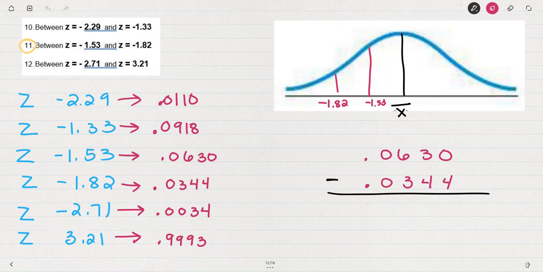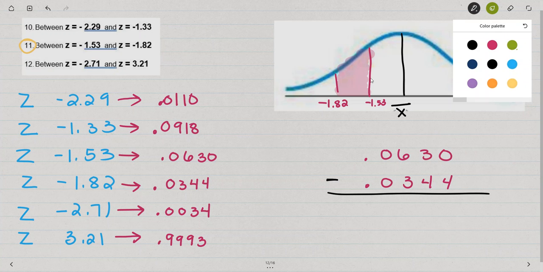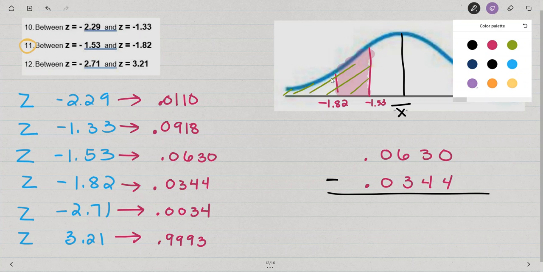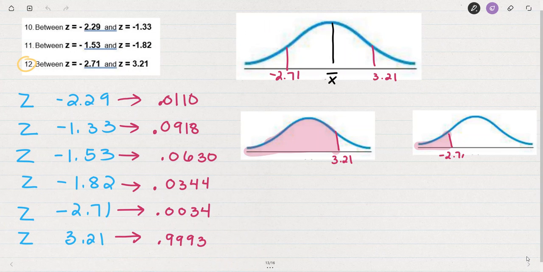For number 11, I'll have to subtract again, because again, if I'm looking for the area between these two, I would first find this green striped area, and then I'm going to subtract out this purple striped area, and I'd be left with the pink highlight. So we'd subtract again. Number 12, subtract one more time.